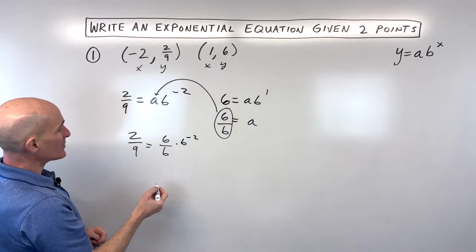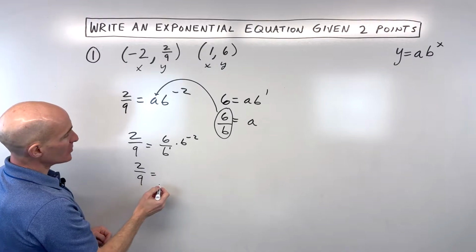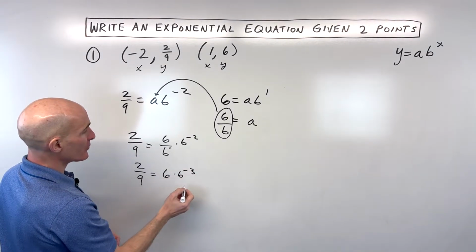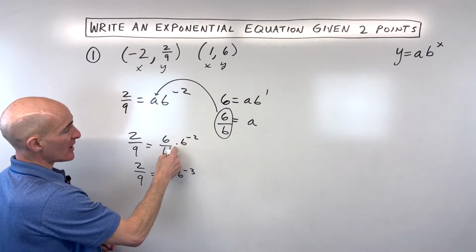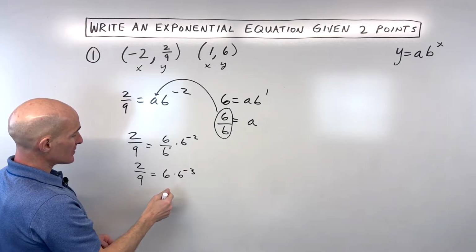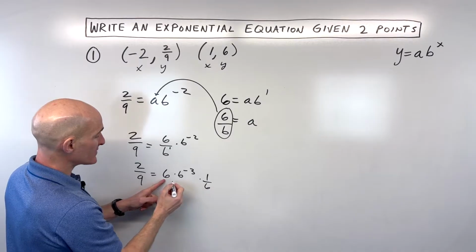So now when we simplify here, well, we've got 2/9 equals 6 times b to the -3. Remember, when you divide, you subtract the exponents. -2 minus 1 is -3. And let's go ahead and divide both sides by 6, or we could multiply both sides by 1/6.